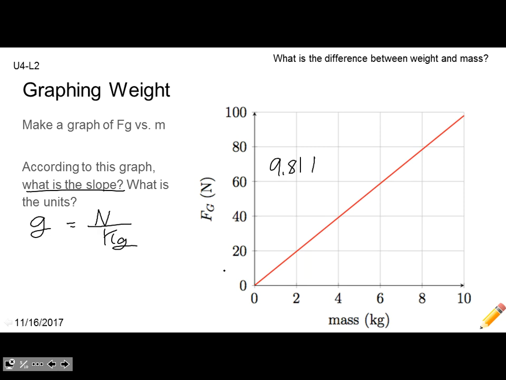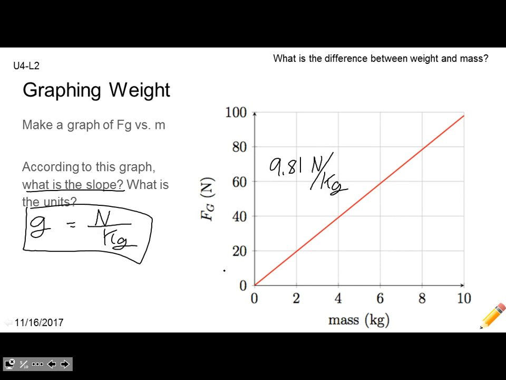is 9.81 newtons per kilogram. That's the same thing as meters per second squared, right? They're equivalent, but it's just another way to think of it. This has a special name when you write it this way. It's called the gravitational field strength. I'll give you notes for that next week. But this is where the idea comes from.